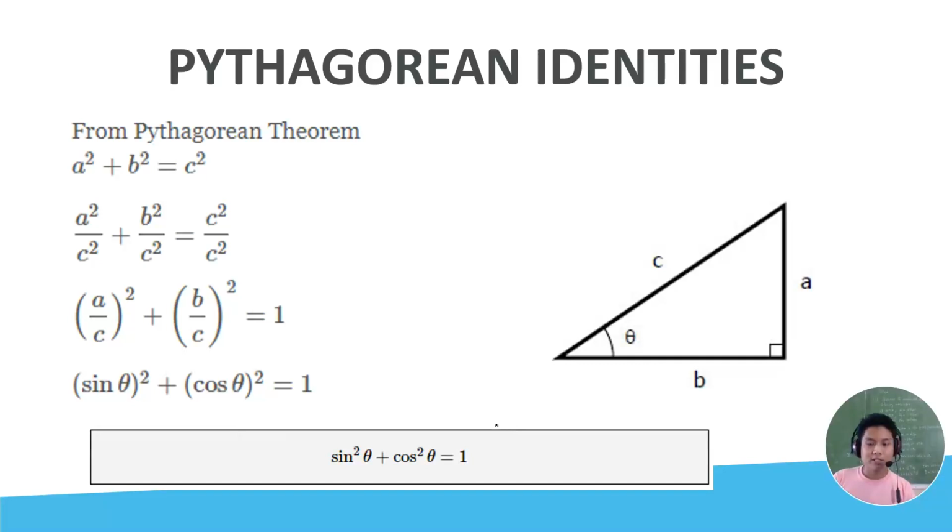So sa pagre-raise ng isang trigonometric function, if a trigonometric function is raised to a certain power, so yung nare-raise dyan ay yung trigonometric function, hindi yung angle. Okay? So if you apply the power, the trigonometric function is the one that is raised when you write it down.